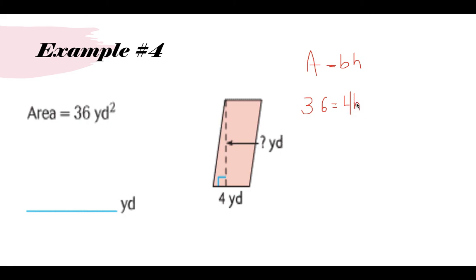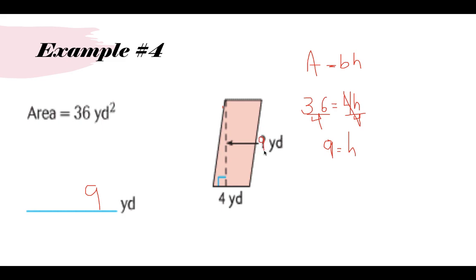How do you get rid of a variable, the number, the coefficient, so you can have the variable by itself? Inverse operations. Right now, these are multiplying. They're stuck together. What's the opposite of multiplication? Division. We're going to divide 4 on both sides. Use inverse operations. Divide 4 on this side. So now I can cross cancel this. 4 divided by 4 is 1. I'm left with 1H is equal to 36 divided by 4 is equal to 9. So 9 yards is the length right here of my parallelogram.